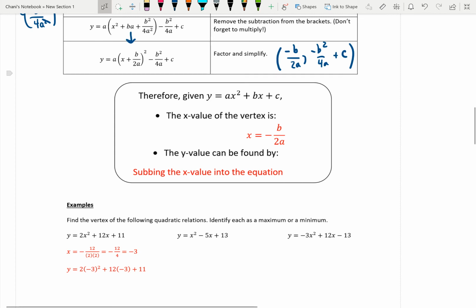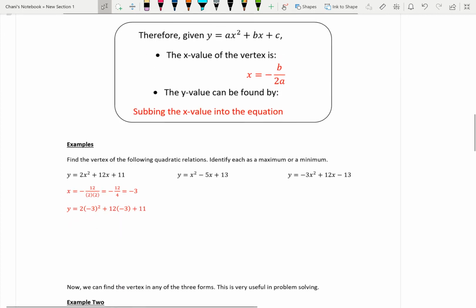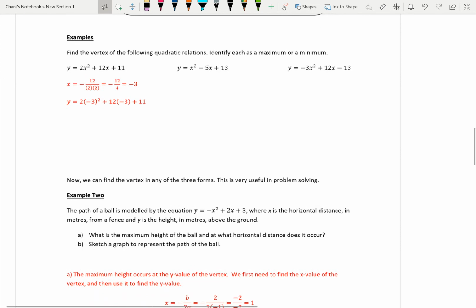Now the y value is this gross nasty thing, but instead of memorizing that part, we just take whatever minus b over 2a is and put it back into the formula, run it through, and get out our y. It's a much simpler process than actually memorizing this y value. Okay, so let's look at some examples. Find the vertex of the following quadratic and identify each as a max or a min.